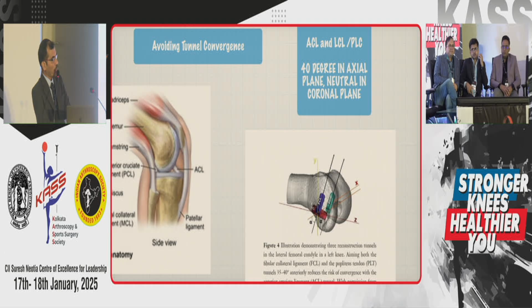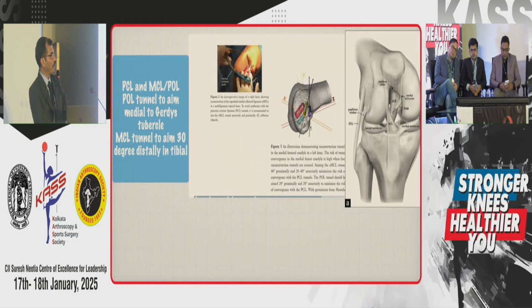Just a quick word about tunnel coalition, which people were asking about earlier. Remember, ACL is a structure which is more posteriorly placed on the femoral side. So when you are doing ACL and LCL or PLC together, you direct your drill anteriorly, not posteriorly. Then you will not go into the ACL tunnel at all. That is a simple dictum for those having ACL, LCL and PLC together. It's a good paper with these diagrams, and it is available in the literature very well, about how to avoid tunnel coalition when you are doing multiligament reconstruction.